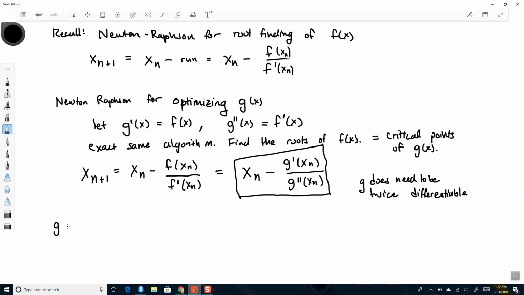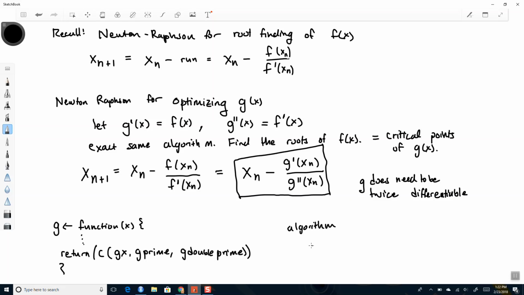Then your function g is going to be a function of x, and inside of it you have the body, but you're going to return a vector of 3 values: g of x, g prime, and g double prime. So you'll return a vector of three values, and then inside your algorithm, somewhere you'll have x new is going to be what? X old minus g of x old, the second value, which corresponds, so this is the first, this is the second, and this is the third value.